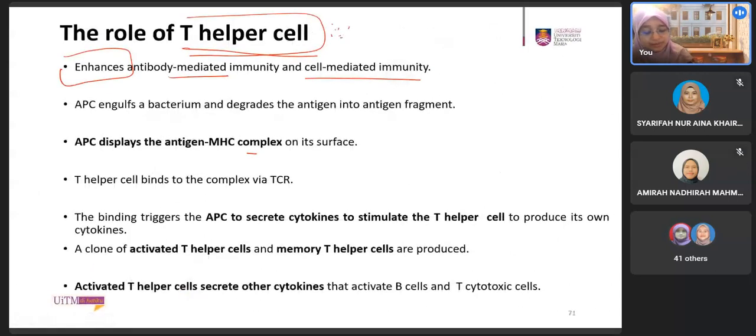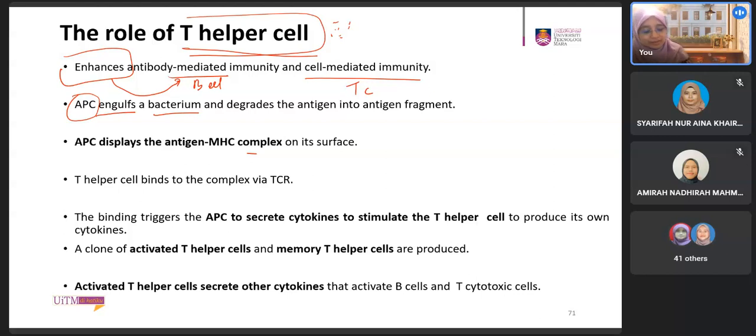will secrete cytokines, which is a signaling molecule that activates the B cell and also activates the cytotoxic T cell in the cell-mediated immunity. So that's why it says enhances, because the helper T cell secretes cytokine to activate B cell and cytotoxic T cell. Okay, so in order for the helper T cell to be activated, you have to have the phagocytes, the dendritic cell, the B cell or the macrophage that will engulf the pathogen. In this case dia cakap bacteria lah, whatever. Boleh bacteria, boleh virus, other foreign molecules that enter into your body.